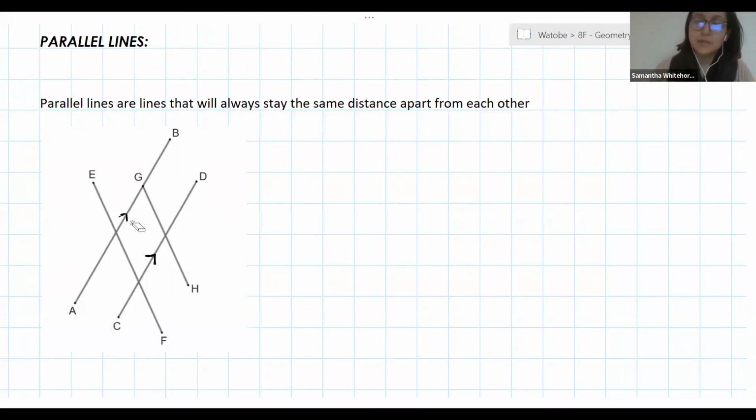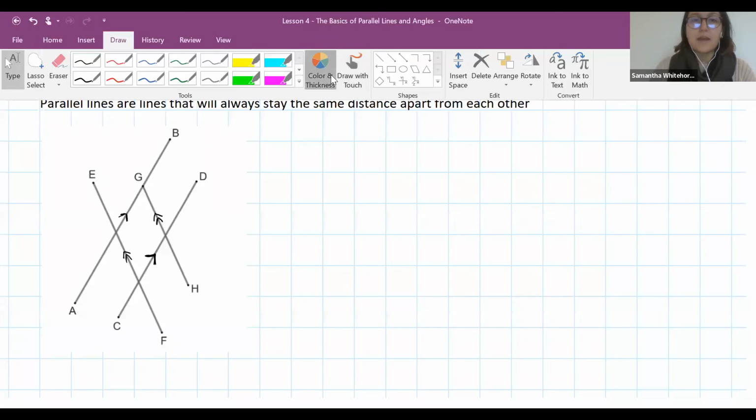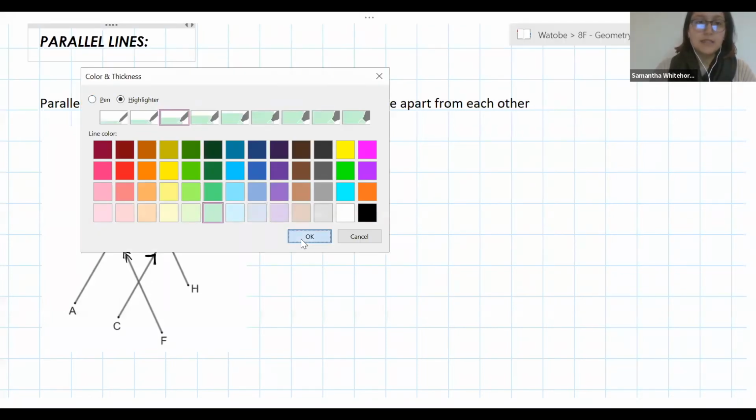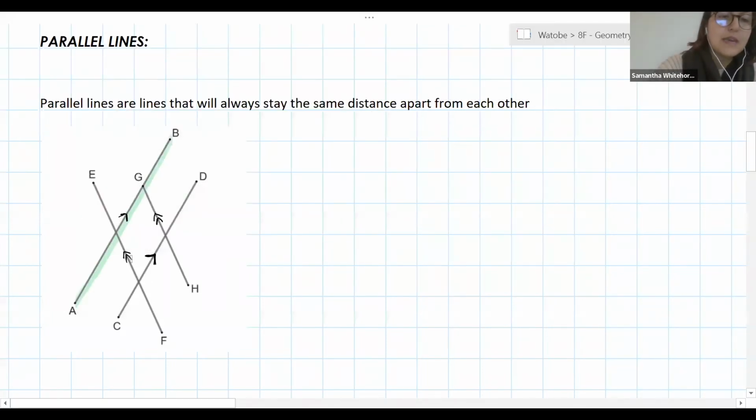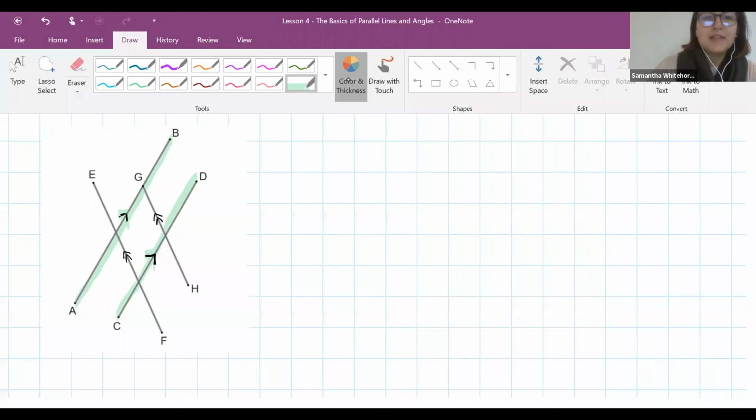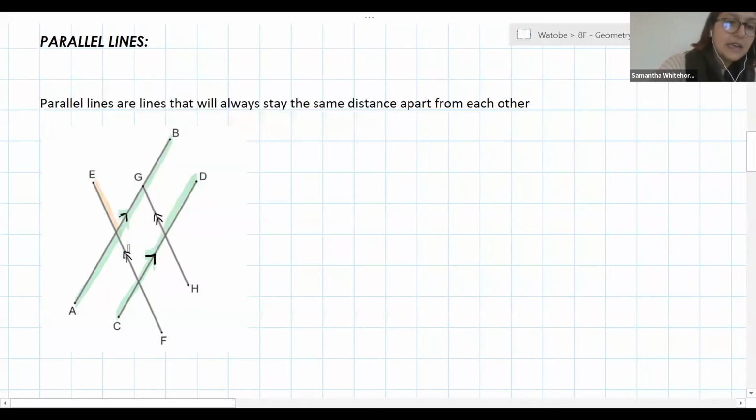If I have multiple sets of parallel lines, to differentiate them or tell them apart, I put two arrowheads on. So what I can see here in this diagram is I've got two sets of parallel lines. One is AB and CD, which I've indicated with one little arrowhead. And then my other set of parallel lines is EF and GH, and I use two arrowheads so that I could separate them from the other pair of parallel lines.